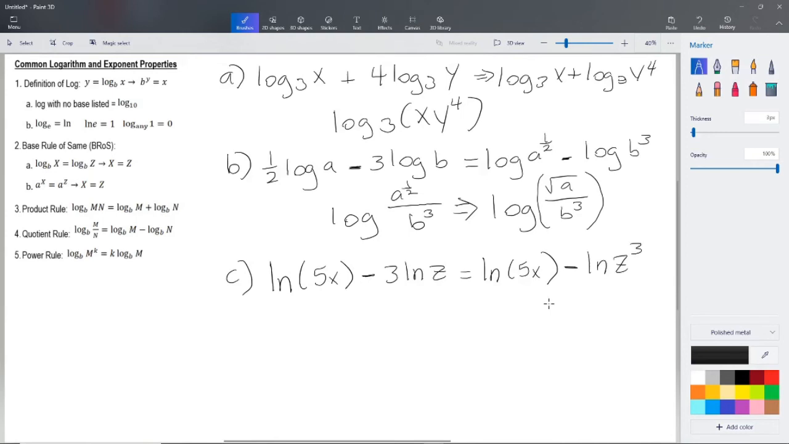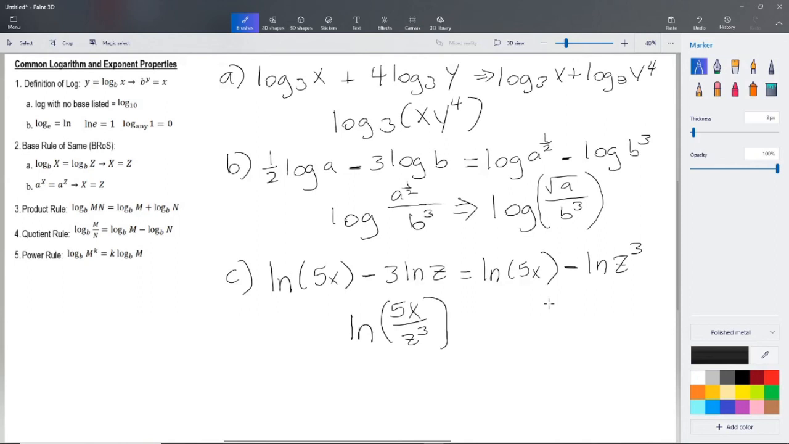The next thing we look at is the subtraction. Once again, it's the quotient rule. And we say, okay, that means we're going to have 1 natural log. Our numerator is going to be from the first natural log, so that's 5x. Our denominator is going to be from the second one, which is z to the 3rd power. And there's no more really that we can do to simplify this other than let's put a parenthesis around it to give it some context to make sure that the 5x divided by z cubed is part of that natural log, but there's no more we can do to this.